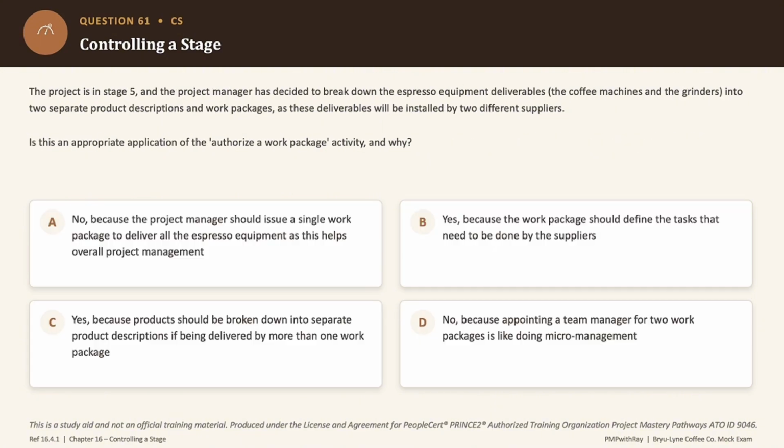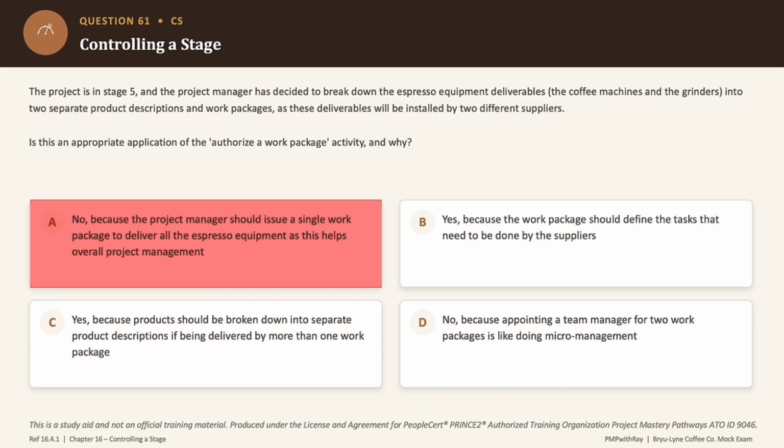Next, question number 61. So the espresso equipment, the coffee machines and the grinders, is being split into two separate product descriptions and two work packages because two different suppliers are installing them. Okay. Now the question is, is this an appropriate application of the authorize a work package activity and why? Now option A says issue one single work package for everything. Now that doesn't really make sense. You definitely cannot force two different suppliers under one work package. Okay, that is suicidal. So an incorrect answer choice.